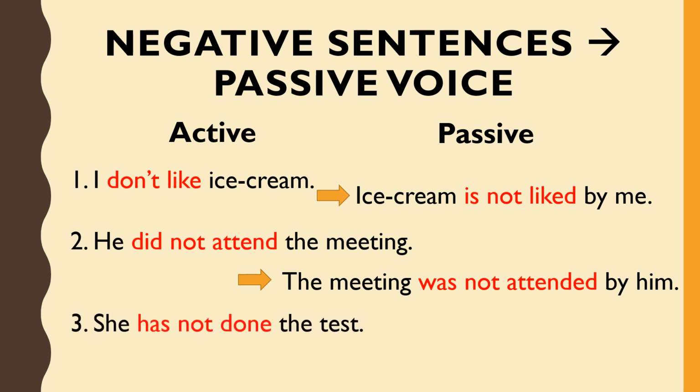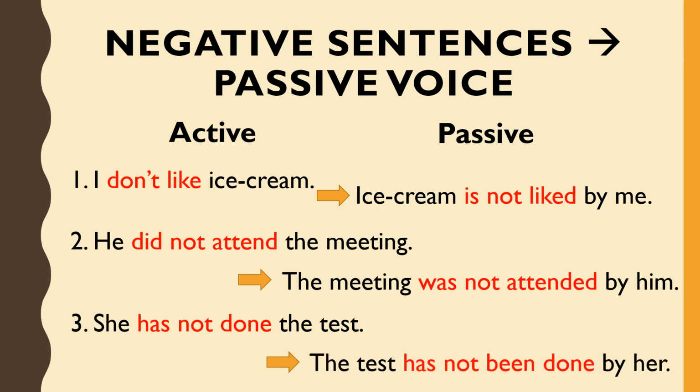Okay, let's do number 3 together. She has not done the task. When we have to change this to a passive negative sentence, what should we do? 3 steps, right? The first step, what tense should we use? It is has, have plus PP. It is present perfect tense. And then we refer it to our second step, triangle. And then we have to change this to has, have been plus PP. So the passive negative sentence will be, the task has not been done by her.